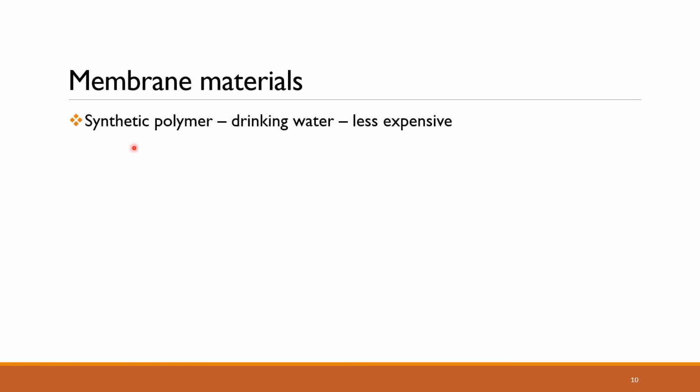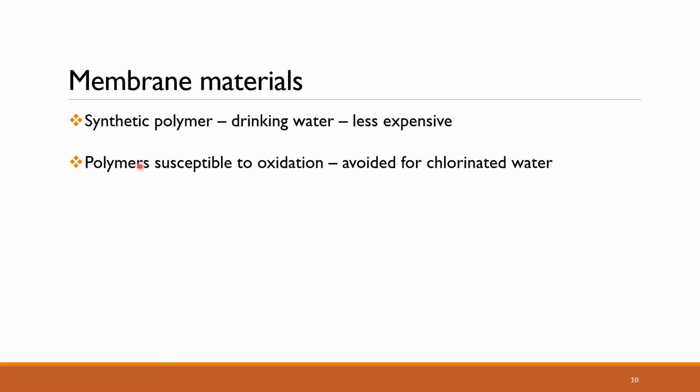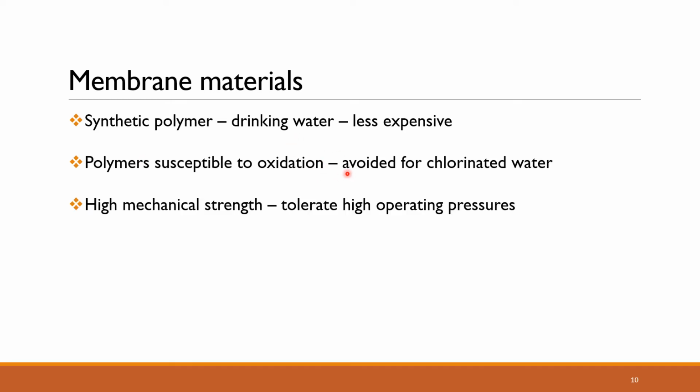Membrane materials: you use synthetic polymers. Most of the polymers that are used for filtration of drinking water are synthetic polymers, and they are less expensive. The polymers which are susceptible to oxidation have to be avoided for chlorinated water. When you have chlorinated water, the filters which are prepared with polymers that are susceptible to oxidation will undergo oxidation. That is why they have to be avoided.